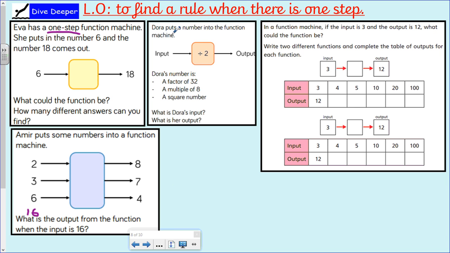Dora puts the number into the function machine. Input divided by 2 is output. Some information here about Dora's number. Can you work out what her number is and what her output is? Have a think about that one.